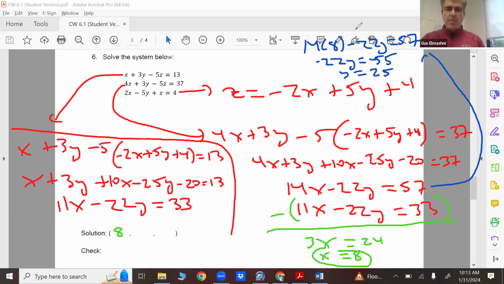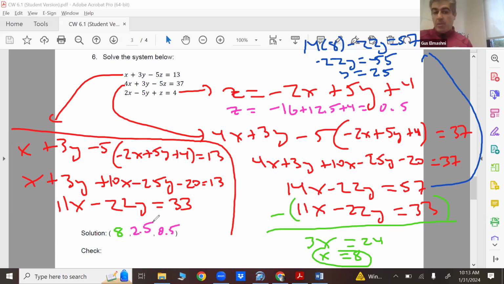And right below, I'll do z. Z equals negative 2x, which is negative 16, plus 5 times 2.5, which is plus 12.5, plus 4. So negative 16, plus 12.5, plus 4. I should get 1/2, or 0.5. And 2.5.